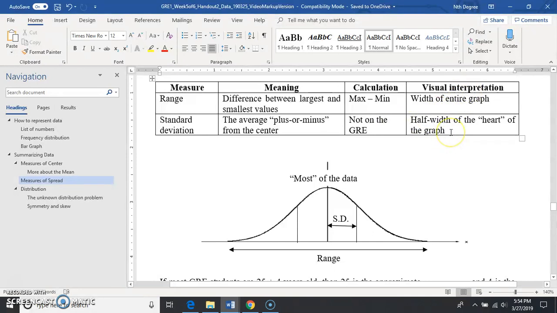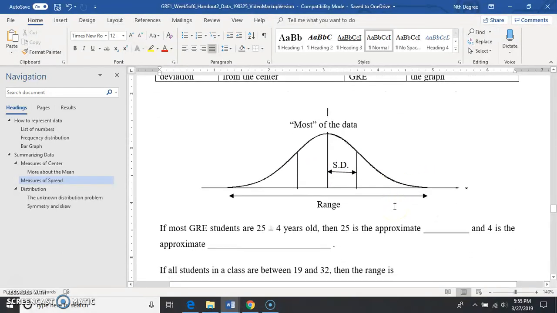Its visual interpretation is the half width of the heart of the graph. So what I've represented here is I've cut out what I call the heart of this distribution, which is basically the most important part in the middle. This is where most of the data lies. Now, if we measure half of that width, not the whole width, but the half from the center to the edge, that is more or less what standard deviation means. So you can see that typical numbers in this list will be at the mean plus or minus the standard deviation.